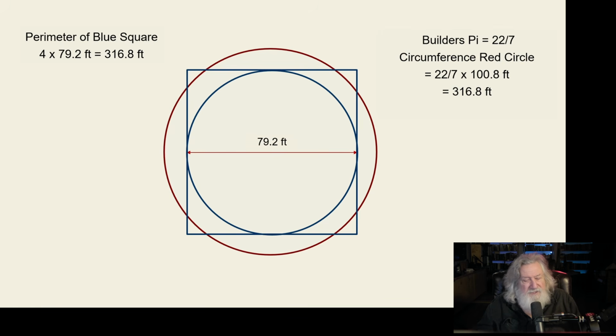Okay? So let's keep moving on here. We've shown that we've got geometry manifest within the structure, within the design. In the elevation, we find that probably the key elevation of the whole monument is the Sarsen stone ring.